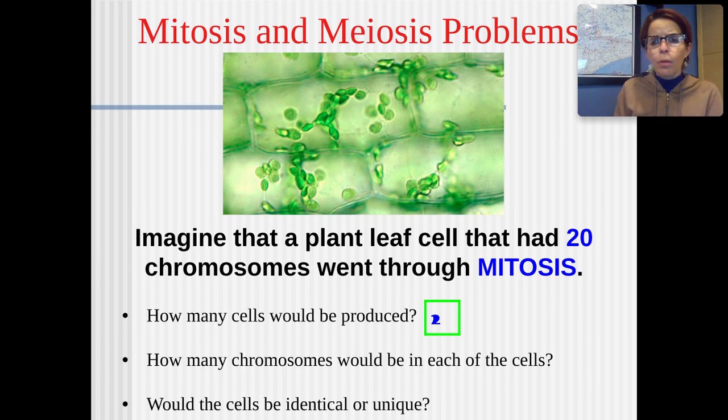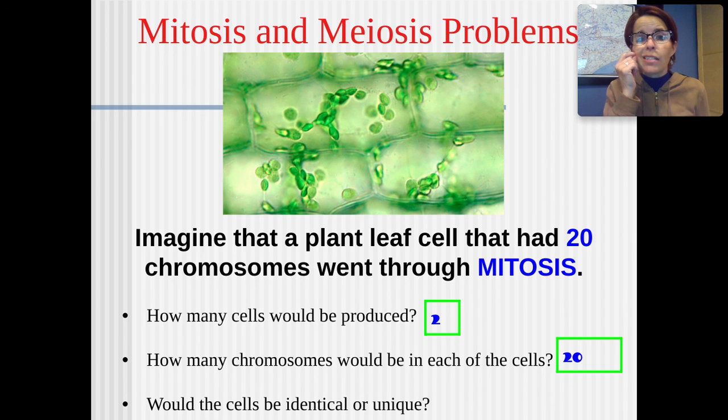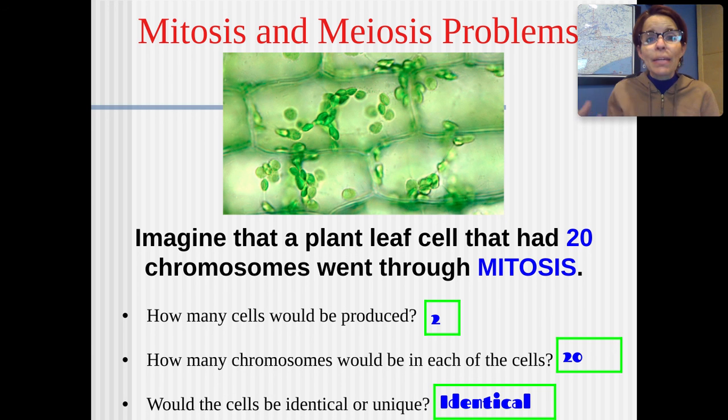And then how many chromosomes would be in each of those two cells? Well, mitosis is cloning, basically. It's producing the same exact cells, so you're going to have 20. That's like what's happening on my skin right now. They're cloning my skin cells, and I've still got the same number of chromosomes. I'm not making sperm or egg on my cheek. And then would the cells be identical or unique? They'd be identical, except for the occasional mutation. They'd be exactly the same.